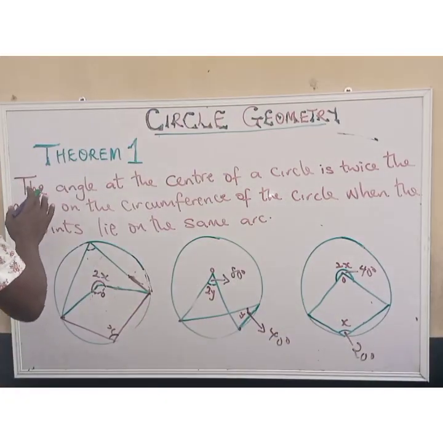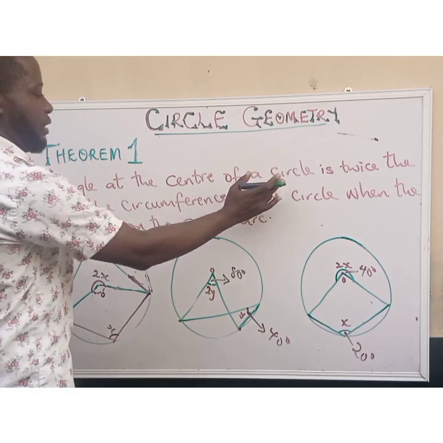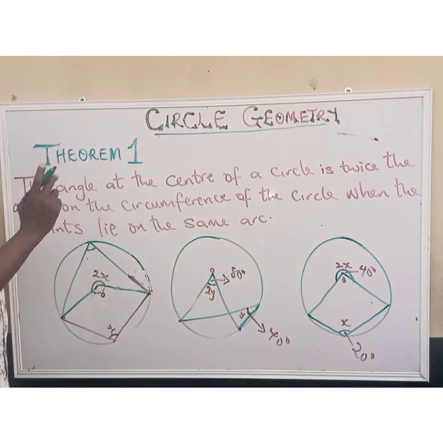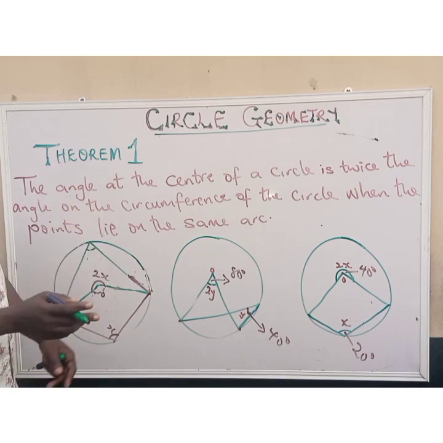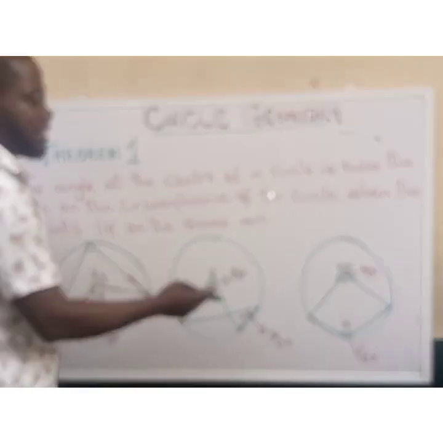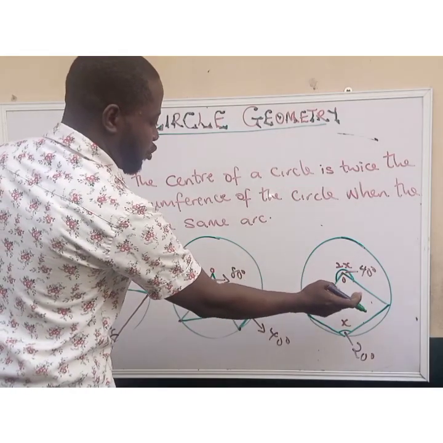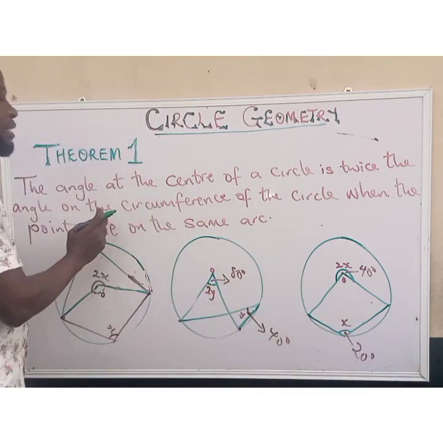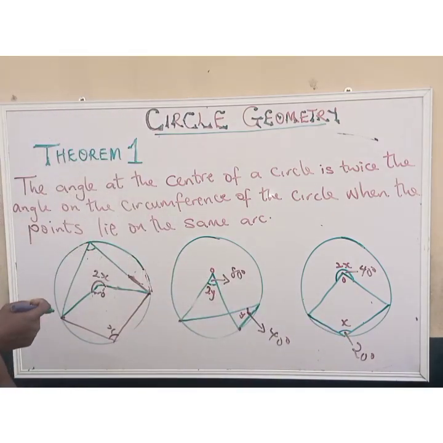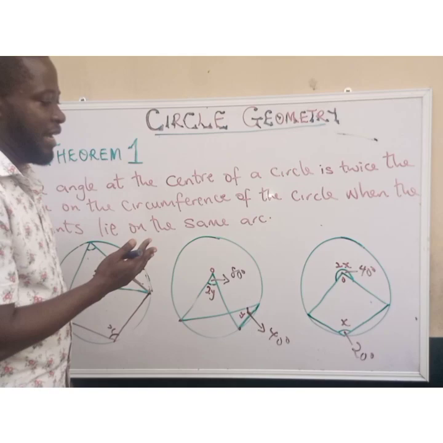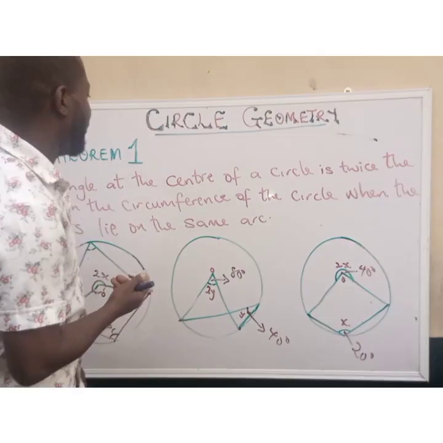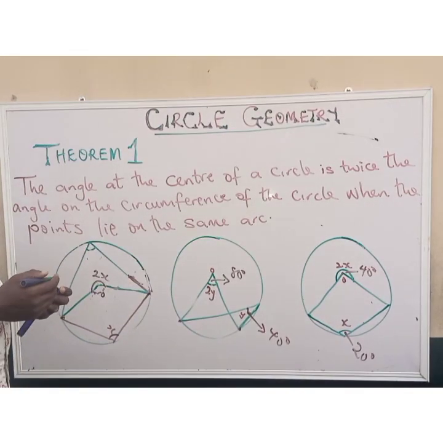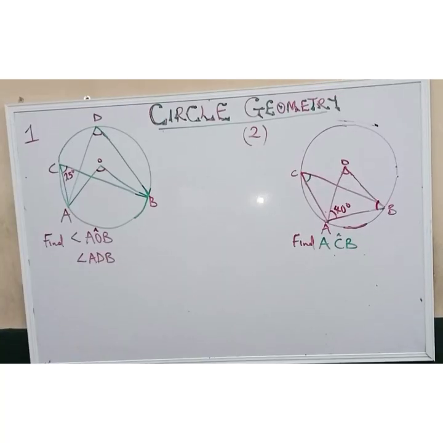So the angle at the center of a circle is twice the angle on the circumference of the circle. The angle at the center of the circle is twice the angle on the circumference of the circle when the points lie on the same arc. So that is what the first theorem under circle geometry is talking about. So we are going to look at examples now. So let's look at some examples.